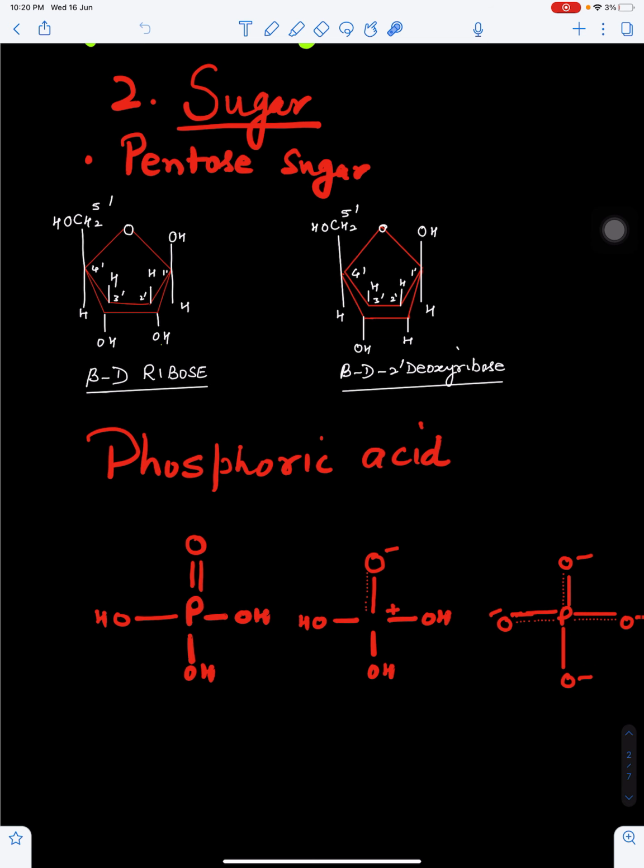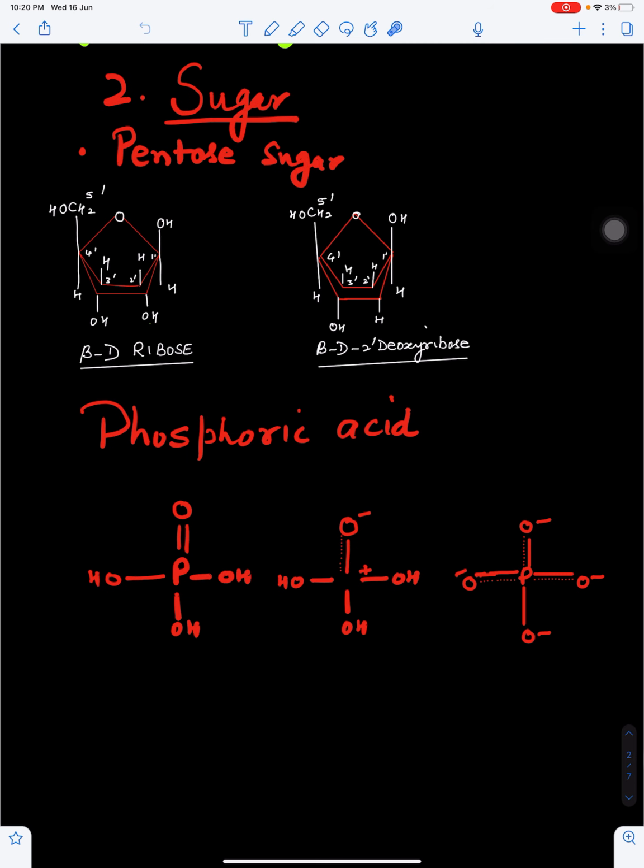Now third is phosphoric acid. Now this is phosphorus, OH group, OH group, OH group, double bond O, and when this bond weakens, this can have negative and positive charges.